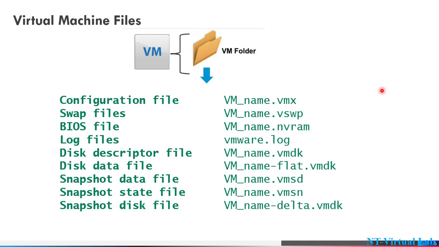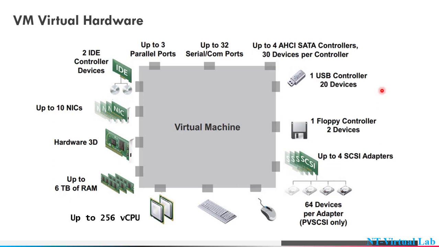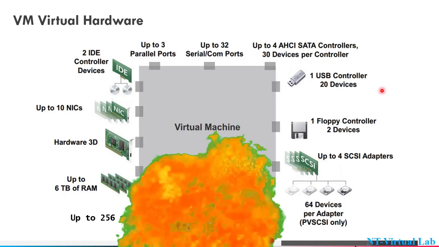So snapshot data files end with .vmsd, state files end with .vmsn, and disk files end with .vmdk. So these are some common files in a virtual machine. These are some common hardware. Basically, that is the maximum supportability of virtual hardware on a virtual machine.